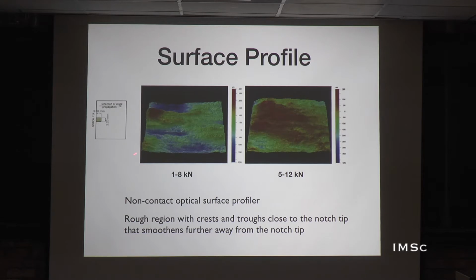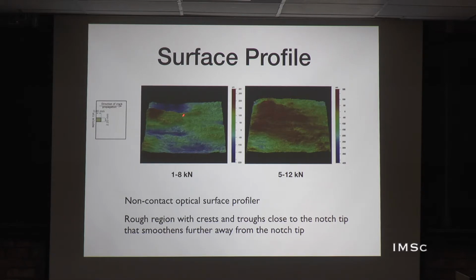So what we have done is, this is the notch tip. I'm drawing here, this is the notch tip. You are looking at the fracture surface from the top view here. This is the direction of the propagation of the crack. We look at a small area very close to the notch tip, and this is the 3D representation of that surface profile. It is a non-contact optical surface profiler. And this is the notch tip, and the direction of propagation of the crack is that.